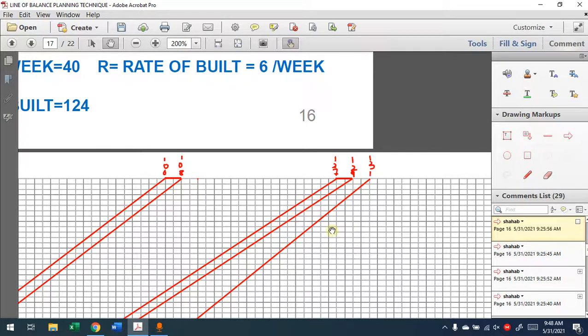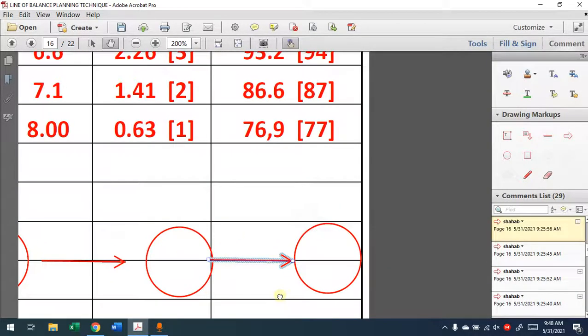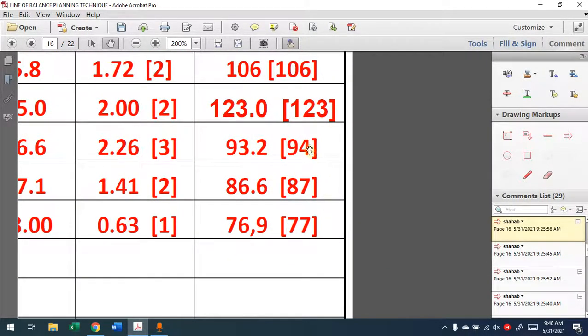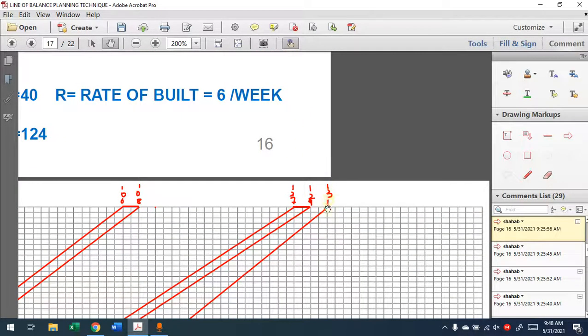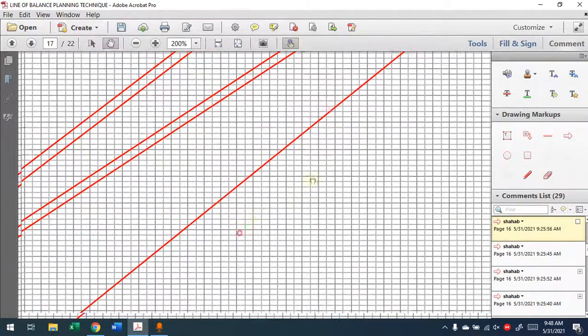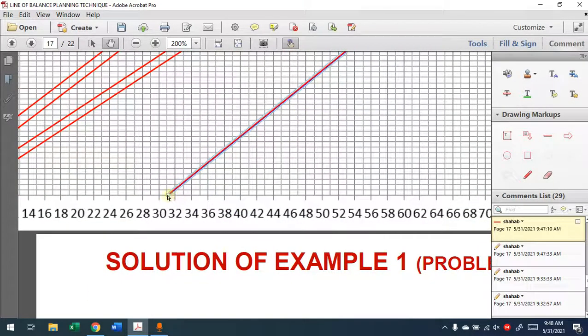So 6 and 31, 37, isn't it? If I start at 37 plus 94, I will have 131. Remember, in the backward pass, what will you do? In order to find the starting point, you have the distance between them, 94. So 131 minus 94 will give you 37 at the bottom. So 37 is the start of this activity.